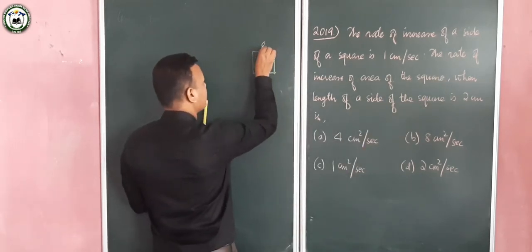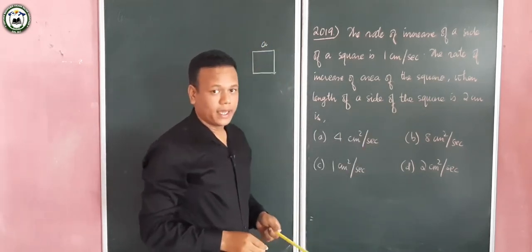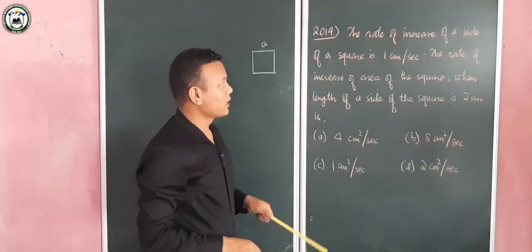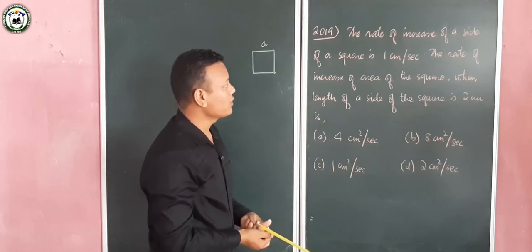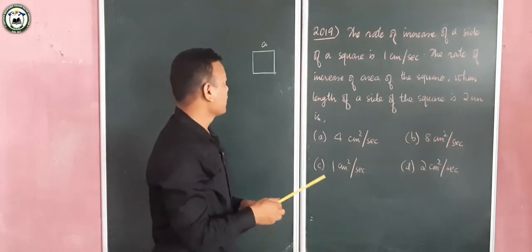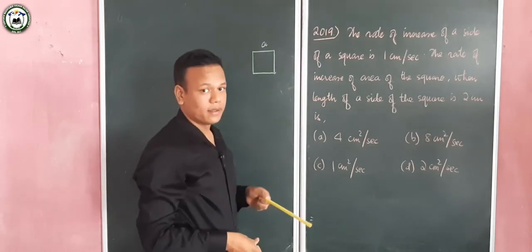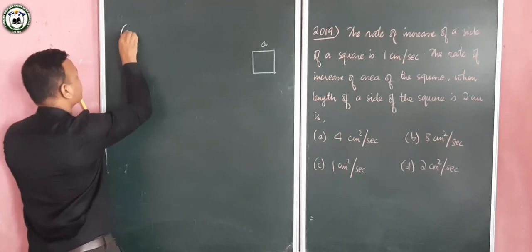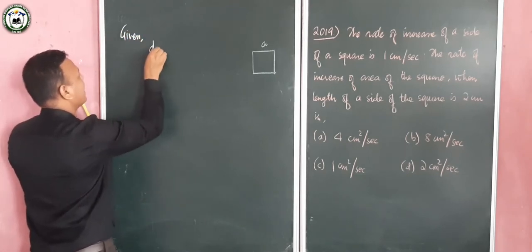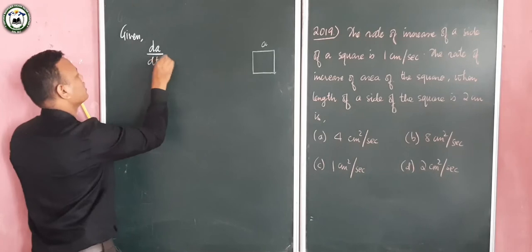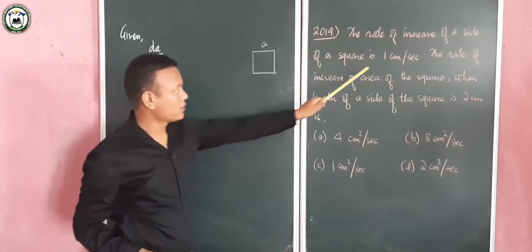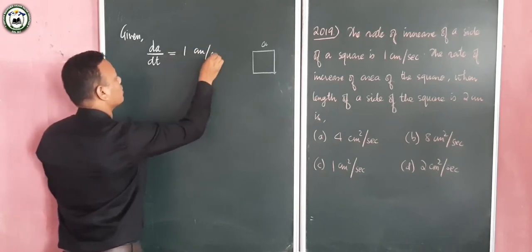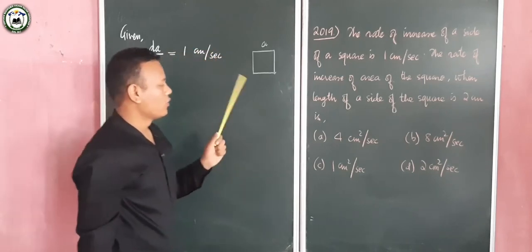So let me write each side to be a. Each side of the square is denoted by a. It is given that the rate of increase of a side, that means rate of increase of a, is given. So given here is da by dt, which is changing with time. It is given to be 1 centimeter per second.